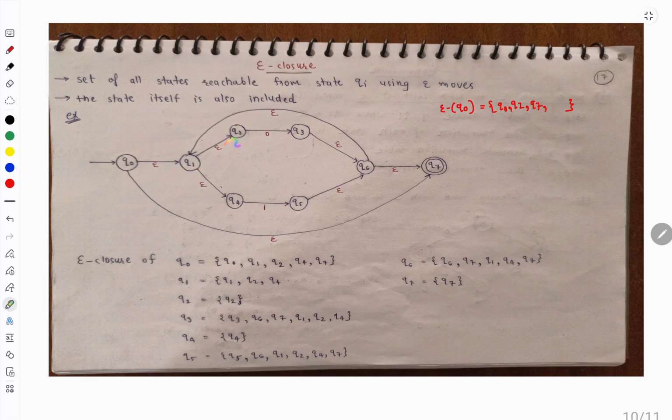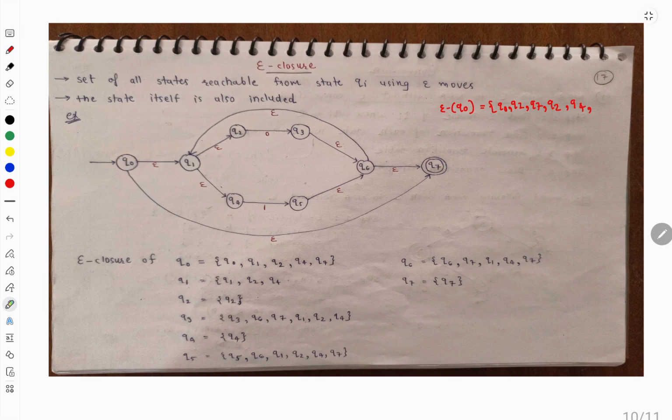If we give Q1 state epsilon move, we will reach at two states, Q2 and Q4. So we need to write those states also, Q2 and Q4. Now, for Q7 state, we need to check that is there any epsilon moves? No, there is no epsilon move, so we do not need to worry for the Q7 state.